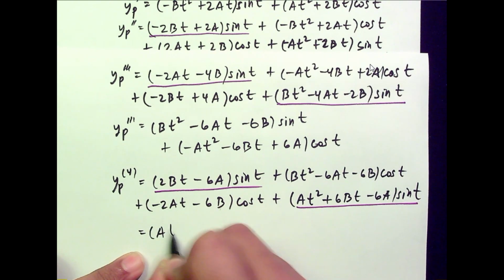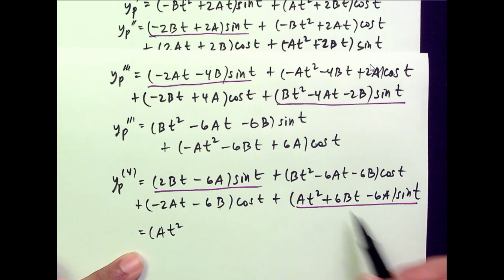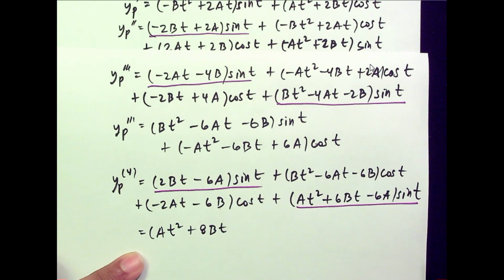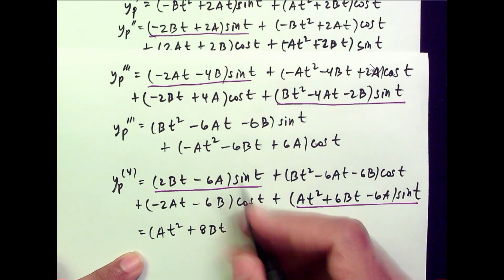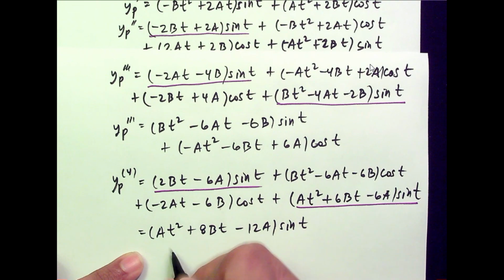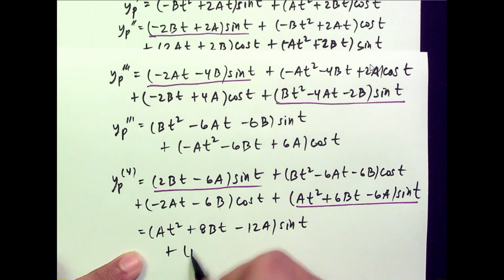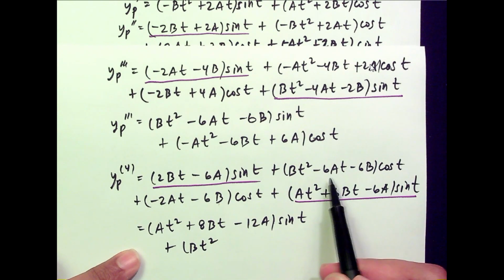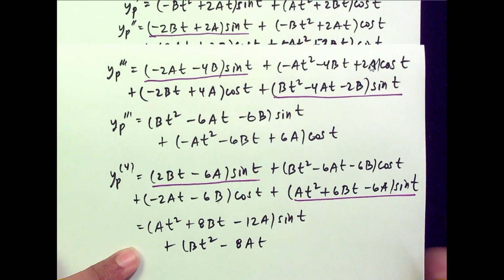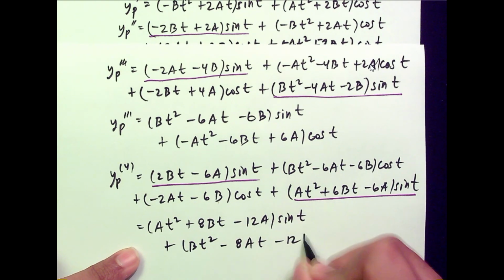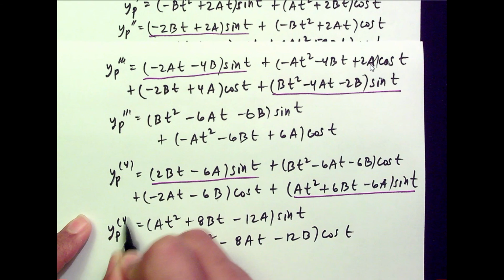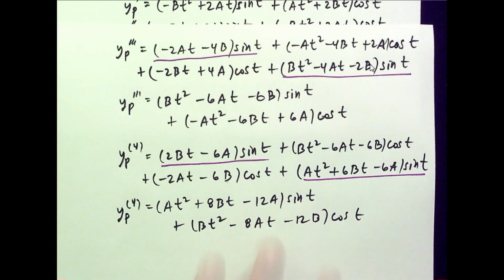Starting with the highest exponent, at squared. 6bt and 2bt is 8bt, and negative 6a is negative 12a. So that's for the sine. And for the cosines, bt squared, negative 6a is negative 8at. Negative 6b and negative 6b is negative 12b cosine of t. Okay, all that was the fourth derivative.